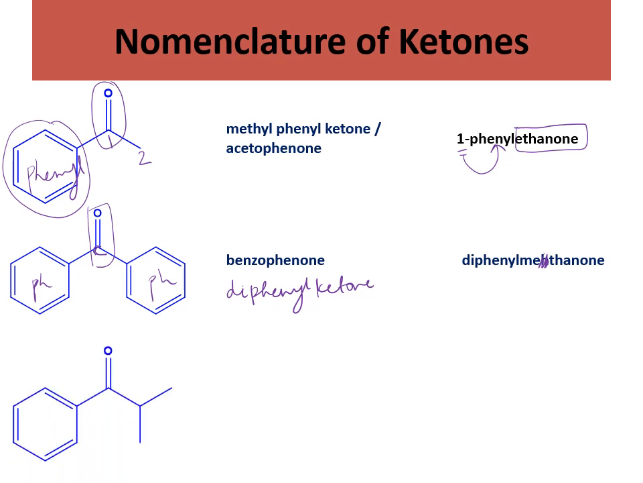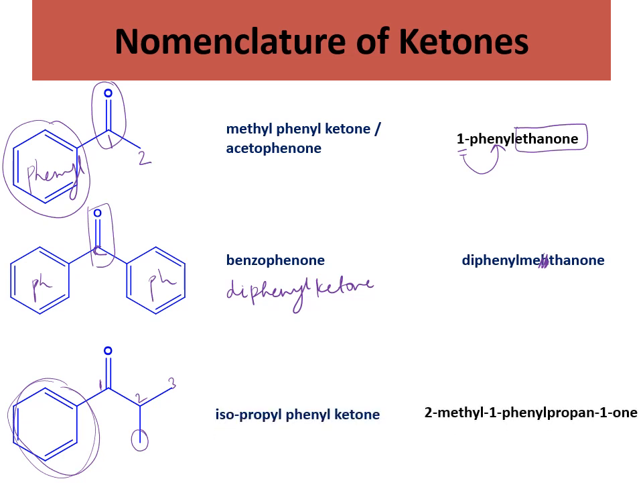Okay. Now we have another example. How many carbons in the longest chain? Always count from the carbonyl in this case, because it is an aromatic system on one side. 1, 2, 3. So a 3 carbon chain is there, so it is propanone. On the second carbon we have a methyl. On the first carbon we have a phenyl. So what will be the name?